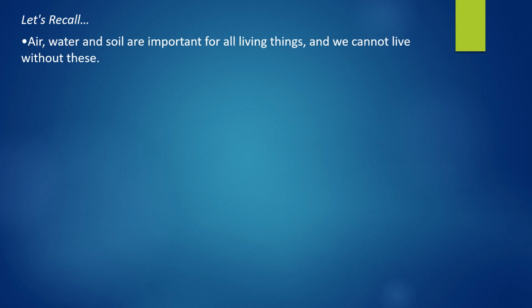Air, water, and soil are important for all living things, and we cannot live without these. Without these, no living things can live. Air is a mixture of gases, and moving air is called wind. There are a lot of gases present in the air, for example carbon dioxide.